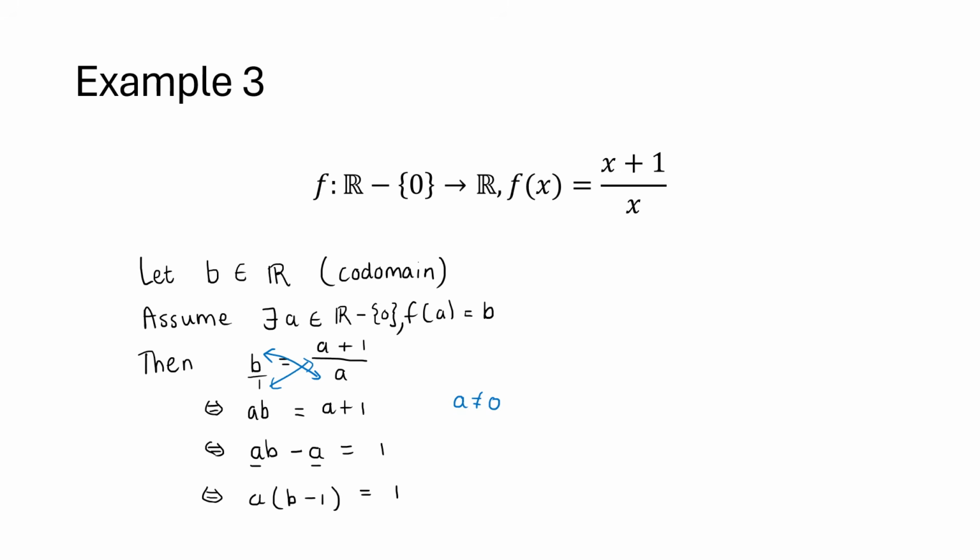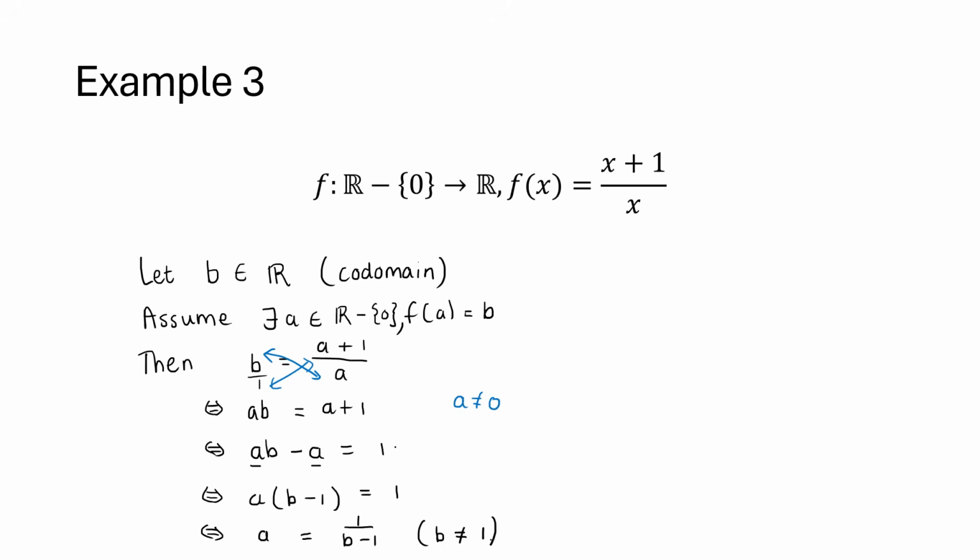Now, can we solve this equation for A? How would we do it? Well, we would divide by B minus 1 on both sides of the equation. Right. So we are allowed to say this. A is equal to 1 over B minus 1 as long as B minus 1 is not equal to 0. So as long as B is not equal to 1, we are able to solve this equation for A and get something that will ultimately map to B.